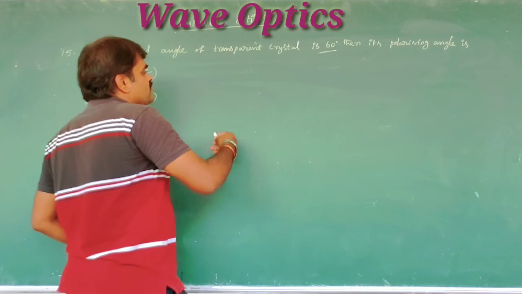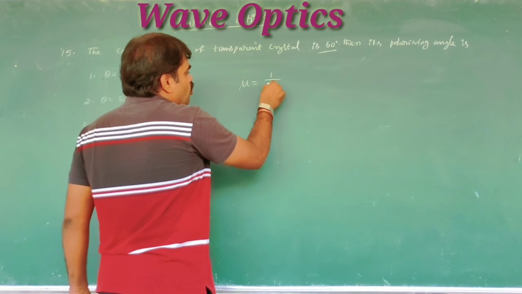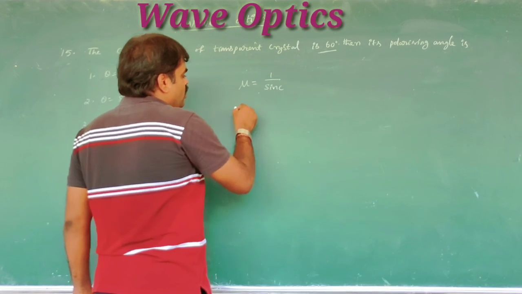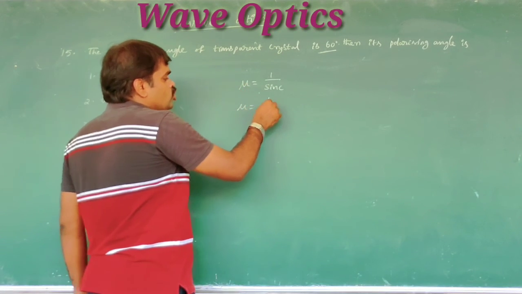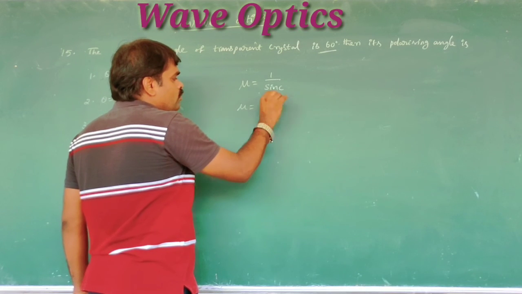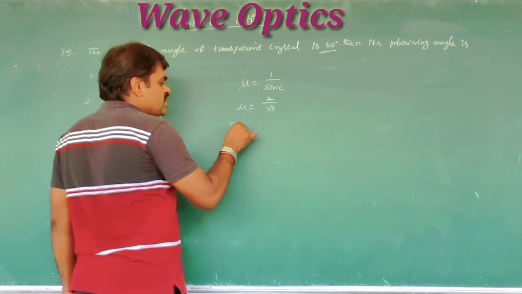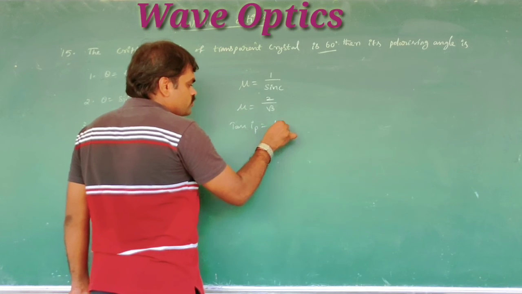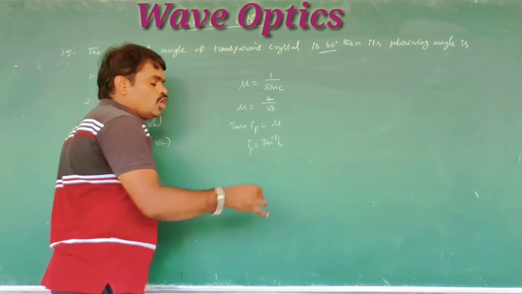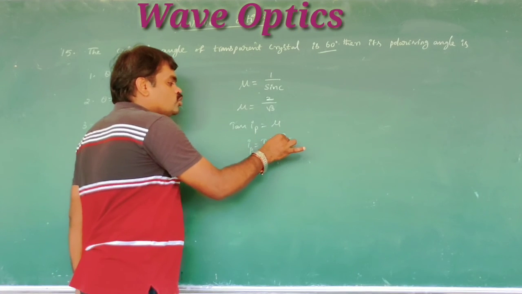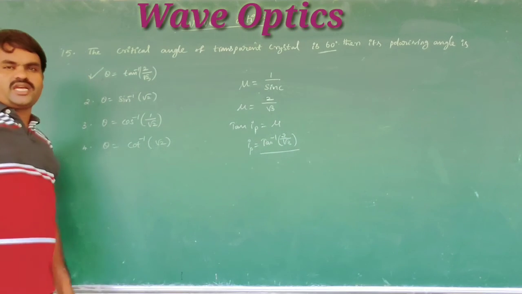Now the critical angle is given. The relation between refractive index and the critical angle is mu equal to 1 by sin c. Sin 60 is root 3 by 2, so mu is 2 by root 3. Now they are asking the polarizing angle. According to Brewster's law, tan IP is equal to mu. Then IP is equal to tan inverse of mu, and mu is 2 by root 3. That is, the first option is correct.